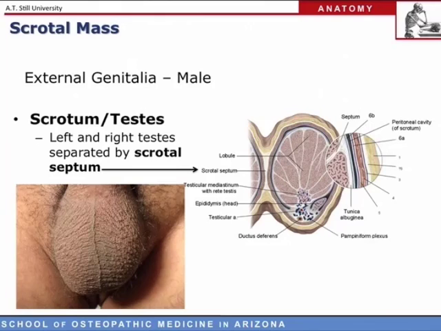Also, here on the skin of the scrotum we see the external demarcation of where we would see the scrotal septum, and the external demarcation is called the scrotal raphe, and this is made by the embryonic fusion of the right and left labioscrotal swellings.